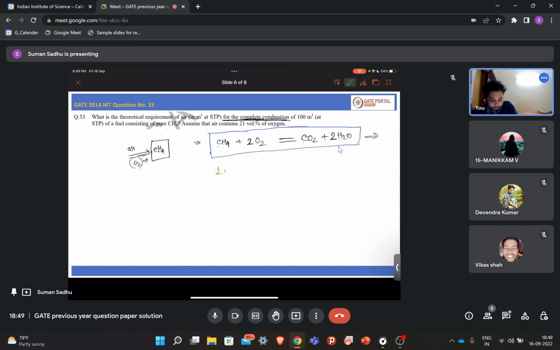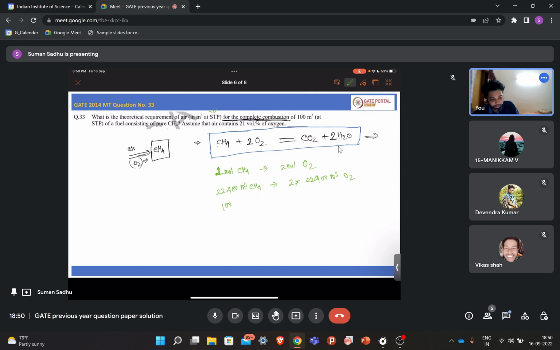So 1 mole of CH4 is reacting with 2 moles of oxygen. What will be the volume at standard temperature and pressure? The volume of 1 mole of gas is 22.4 liters, or 22,400 meter cube of CH4 is reacting with 2 into 22,400 meter cube of oxygen.